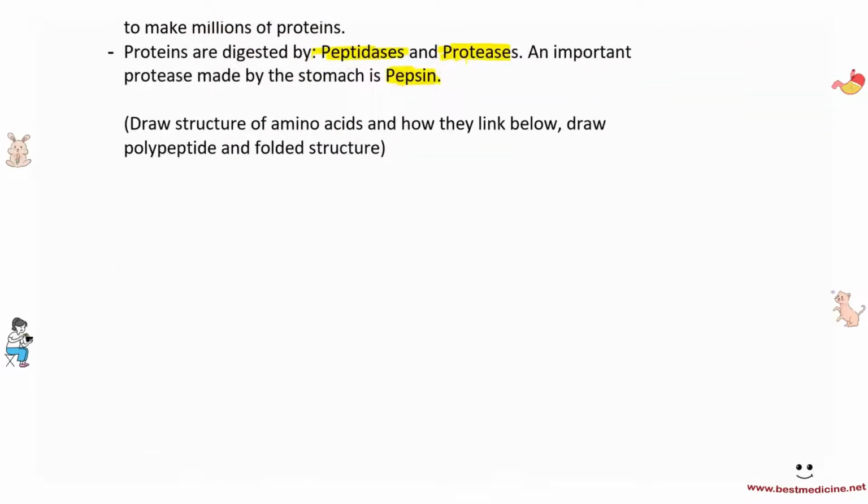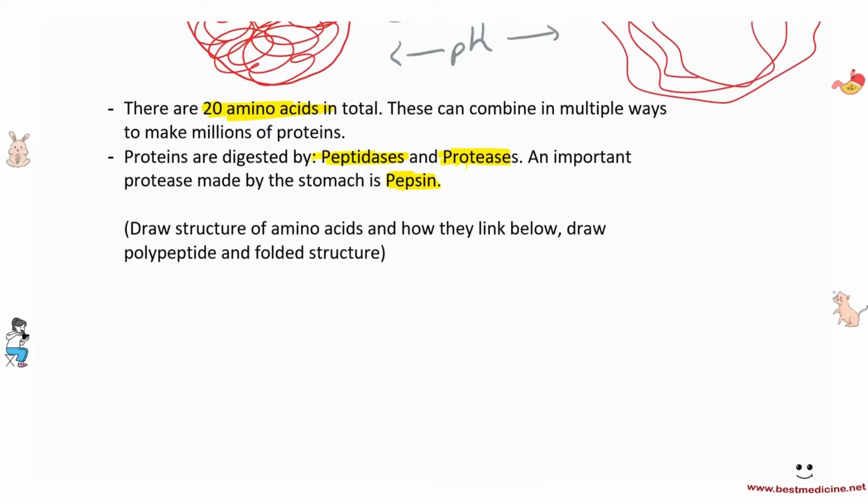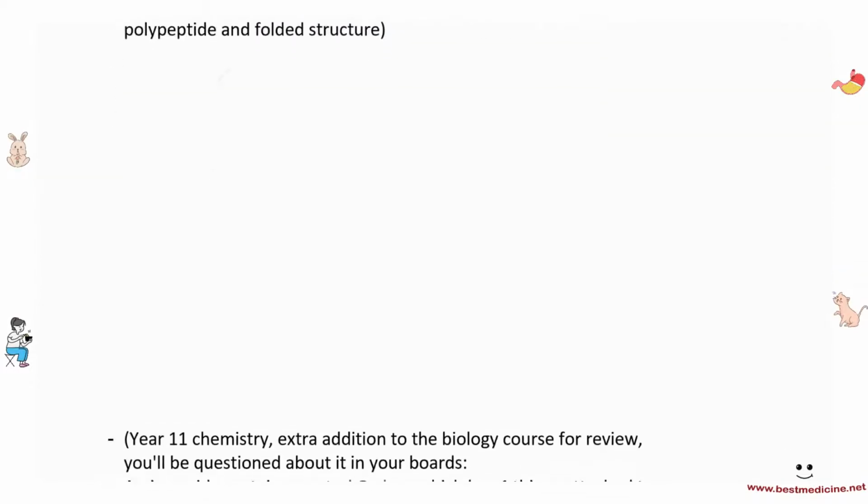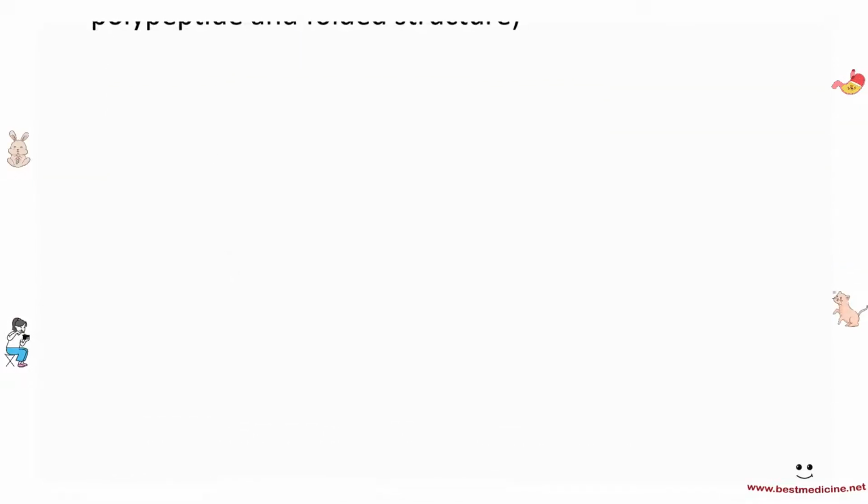So, how are amino acids linked together? This takes us to year 11 chemistry again. So if you're still not in year 11 yet, if you're not just reviewing it for your exams, then you can come back to this video when you study organic chemistry and review this. But this is for year 11 students. You learn something called condensation polymerization.